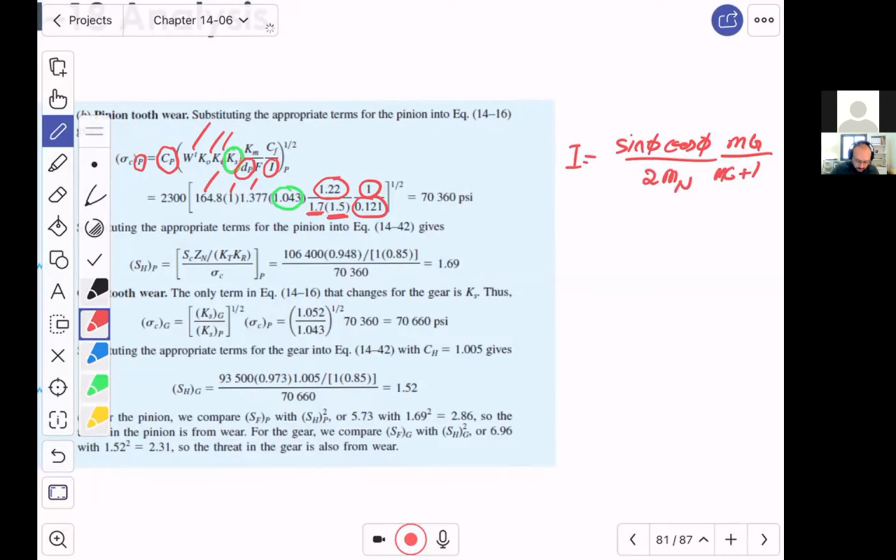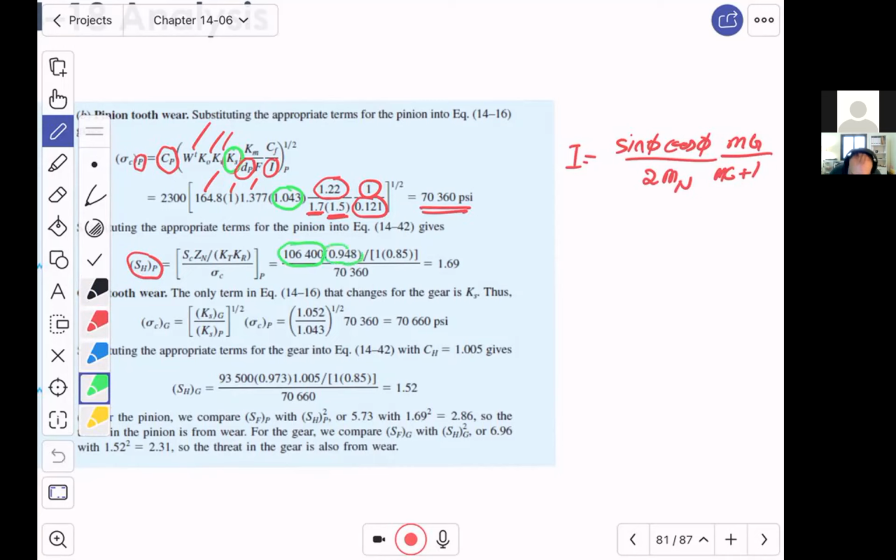So what did we do here? We calculated sigma, the stress for the contact, and then we went ahead to find the factor of safety for the pinion. Now here you need to be very careful. Sigma C or SC is different for the pinion than for the gear.